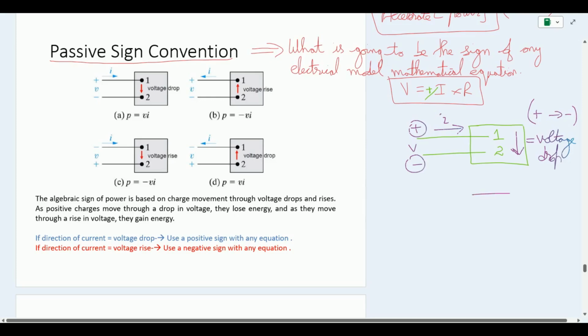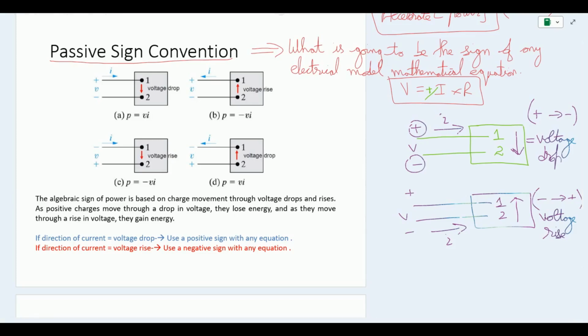And let's say we have another scenario: this is terminal 1, this is terminal 2, this is now positive, this is negative. Whenever the current is moving from terminal 2 to terminal 1, which is from negative to positive, we say this is a voltage rise. These are the standards that we are going to follow. Voltage drop means that the energy has been dropped. Voltage rise means that the system or the circuit has gained extra energy. So this is what we are going to consider when using the passive sign convention. So this is the voltage drop and voltage rise.